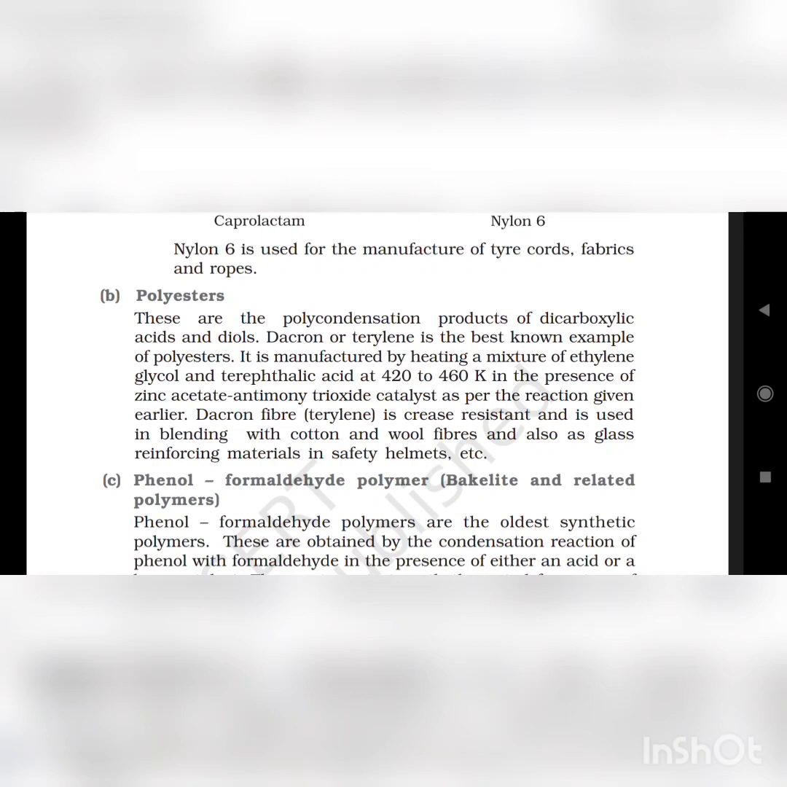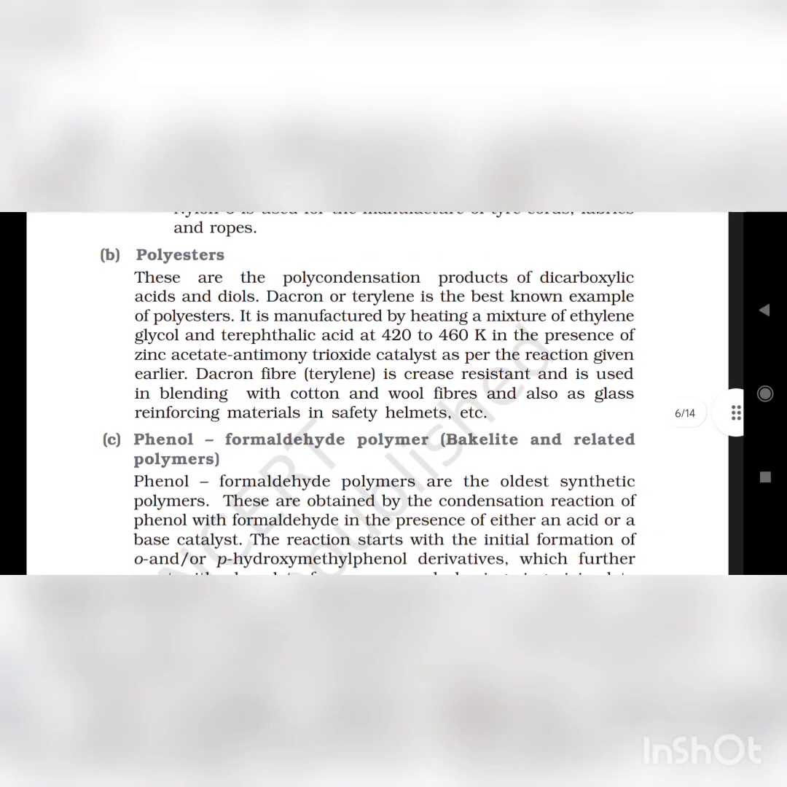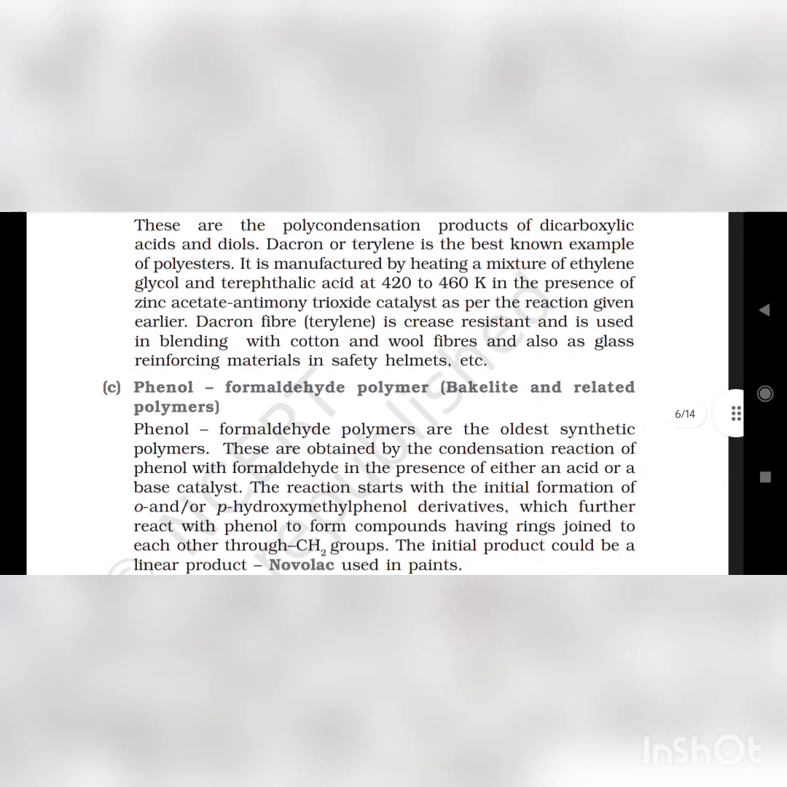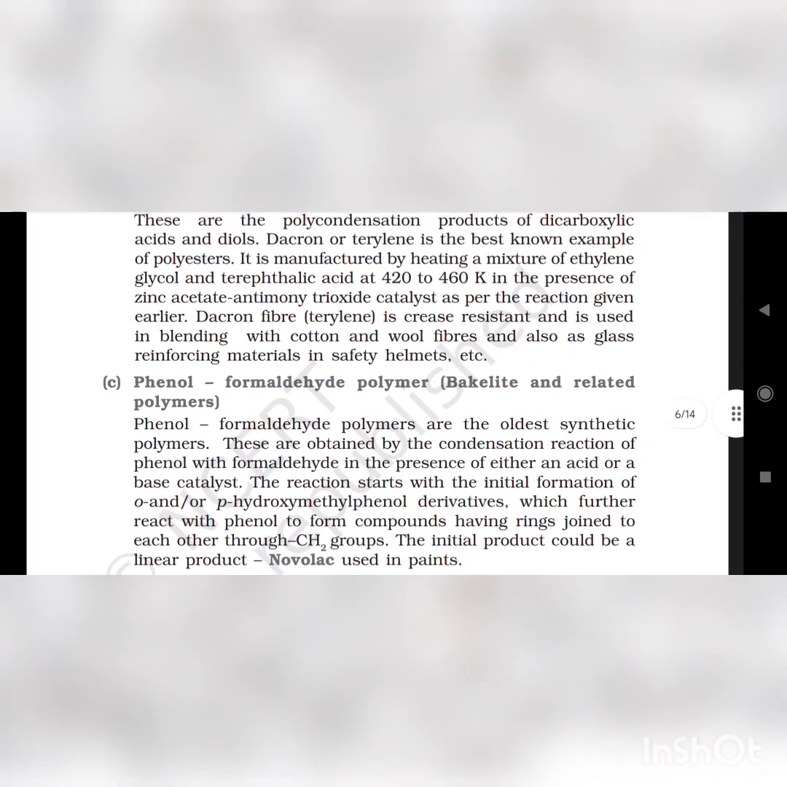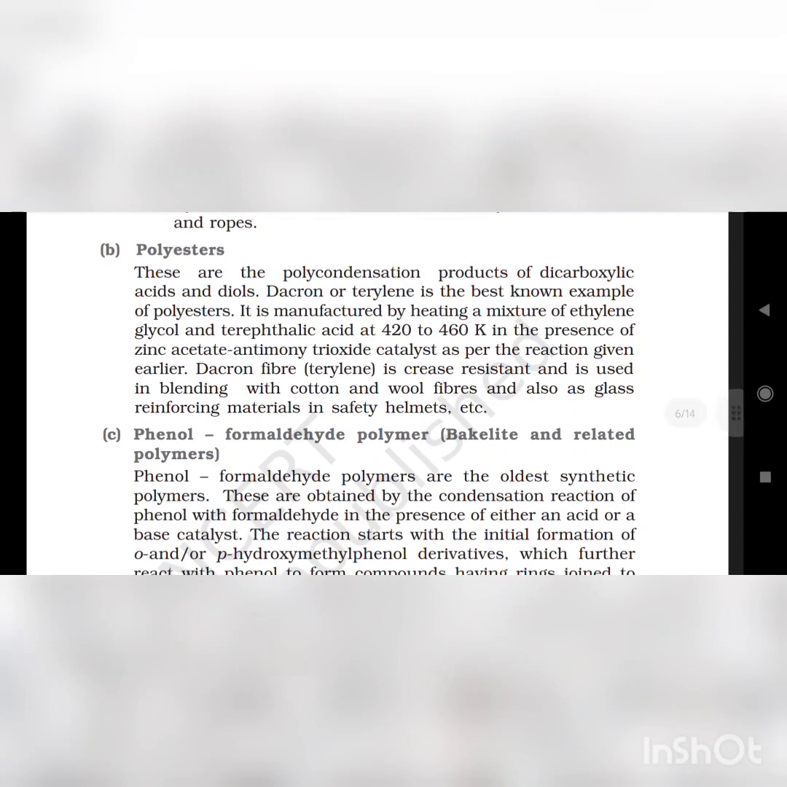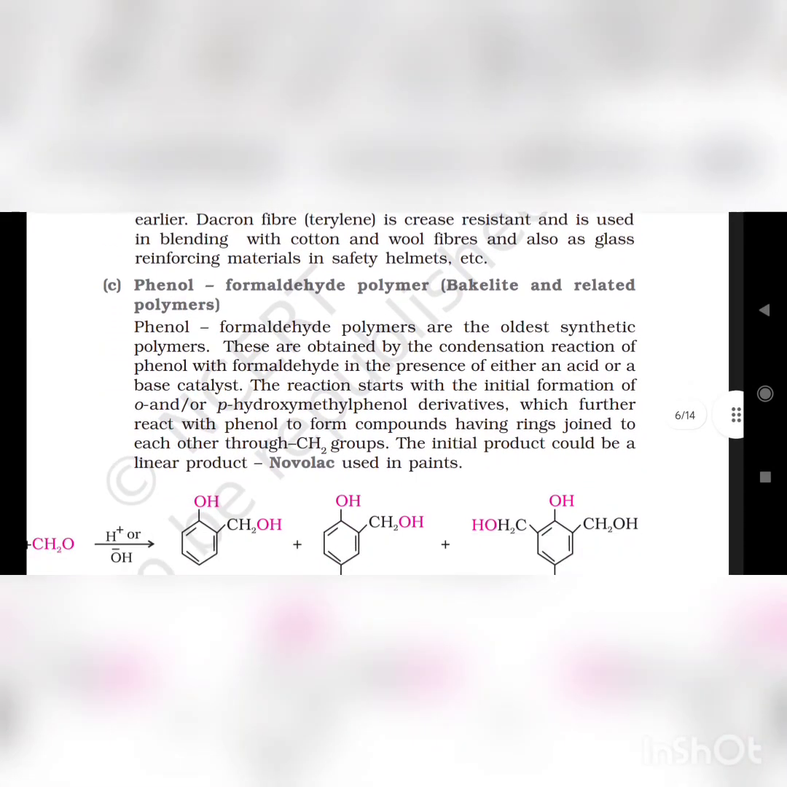Dacron or terylene is the best known example of polyesters. It is manufactured by heating a mixture of ethylene glycol and terephthalic acid in the presence of zinc acetate and antimony trioxide catalyst. As per the reaction given earlier, terylene is crease resistant and used in blending with cotton and wool fibers, and also as glass reinforcing material and in safety helmets, etc.